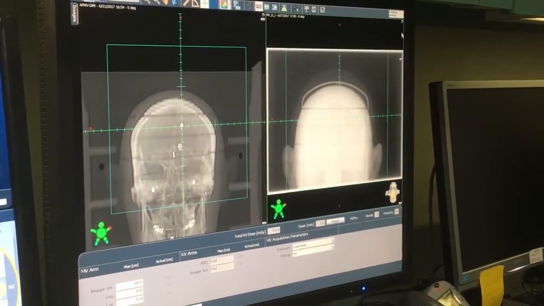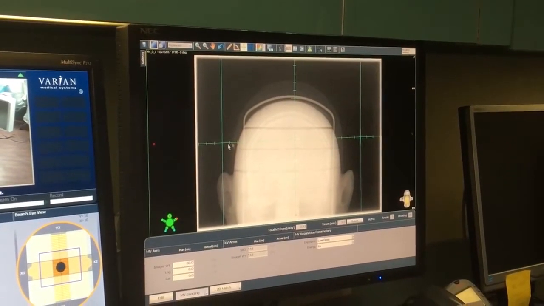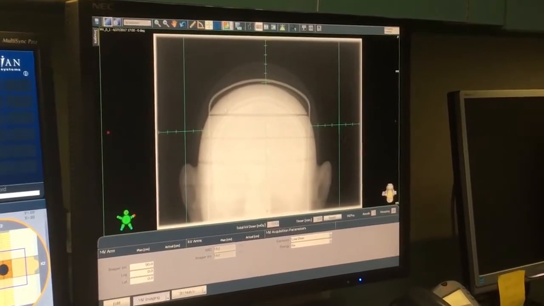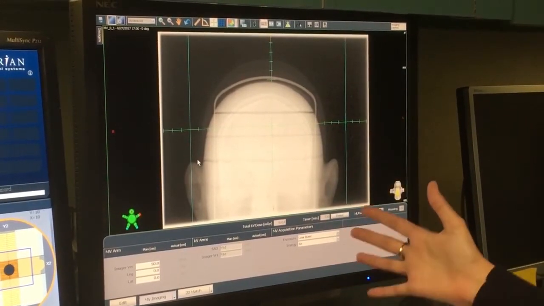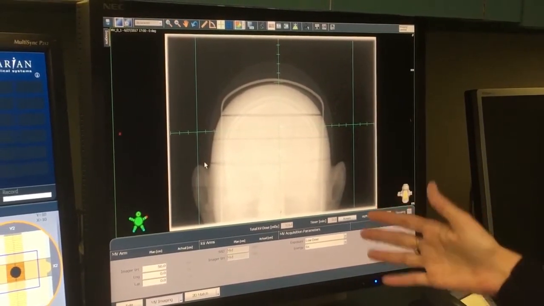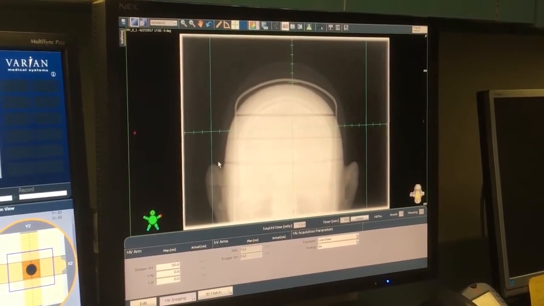And then this is taken with the treatment beam. MV images are taken with the treatment beam. So this is a 6 MV beam, which makes the radiation interactions that occur that lead to the images a little different. So you end up with an image quality that is not as clear.